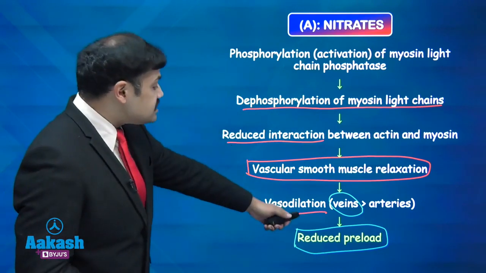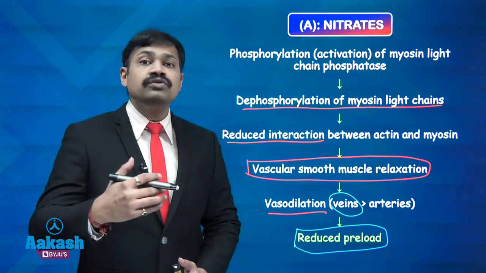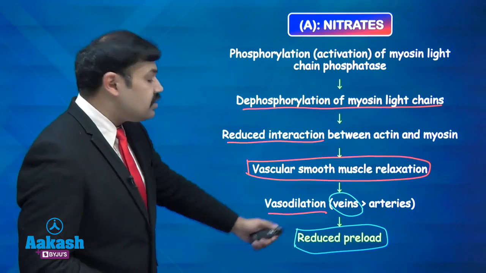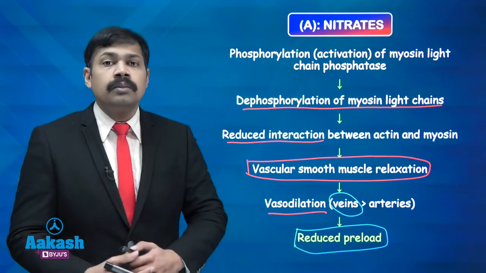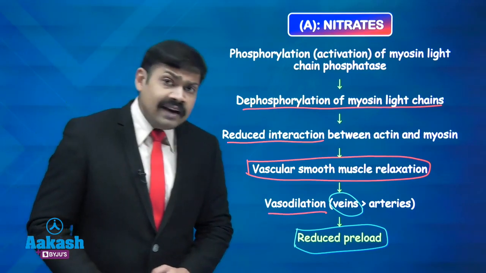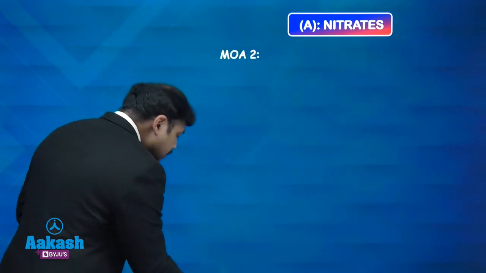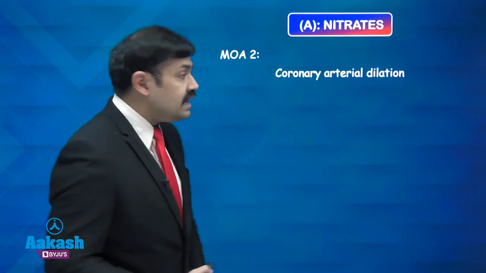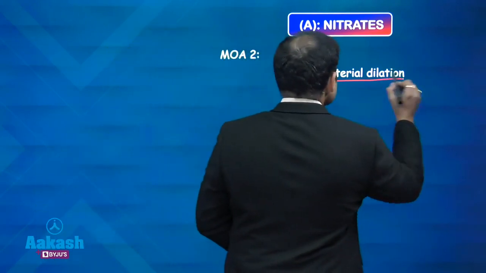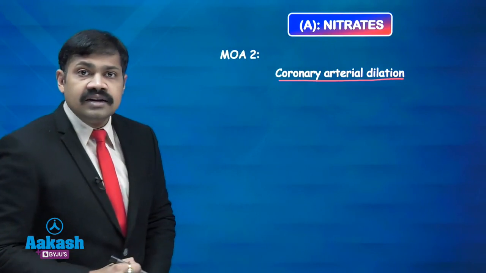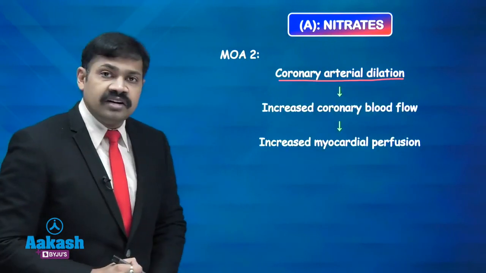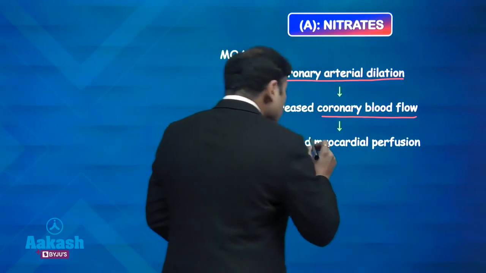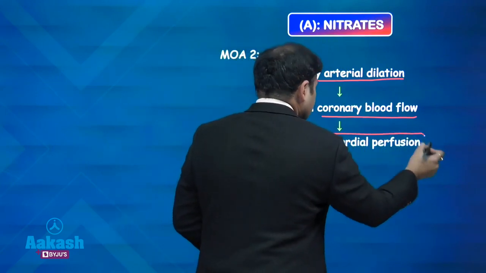So how do nitrates act? By reducing the cardiac workload. The primary action is they reduce the cardiac workload by venodilation. At the same time, nitrates have another mechanism of action. They also cause coronary arterial dilation. Yes, nitrates also dilate the coronary arteries. So as the coronary artery dilates, the coronary blood flow increases, and therefore the myocardial perfusion is also increased.